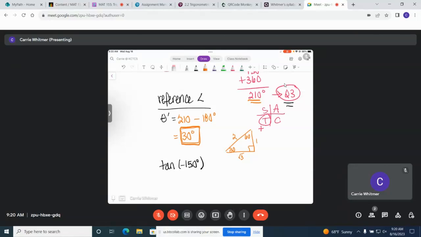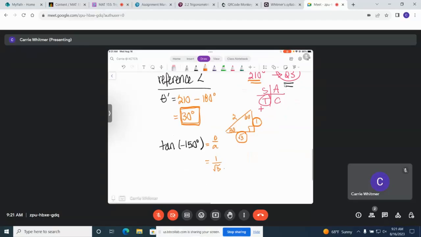So when I'm looking at the tangent of 30 degrees, tangent is opposite over adjacent. So opposite would be 1, adjacent would be radical 3. So I have 1 over radical 3, which I cannot leave with a radical on the bottom. So I multiply to rationalize that, and I end up with radical 3 over 3. Okay, since this actual angle is in quadrant 3, it stays positive, and so my answer is radical 3 over 3.